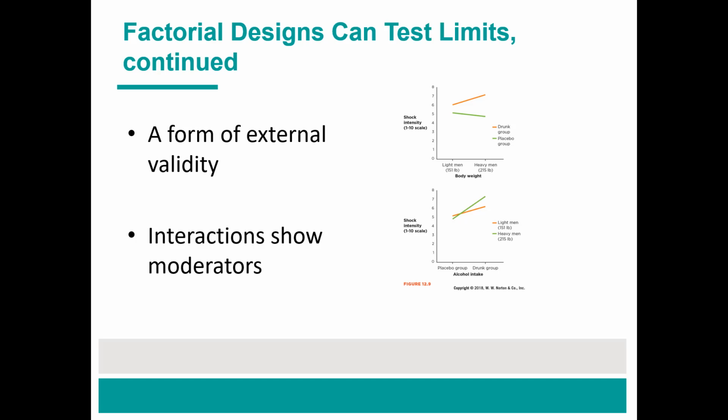A moderator results in an interaction. The effect of one independent variable depends on, or is moderated by, the level of another independent variable. For example, body weight moderates the effect of alcohol on aggression.